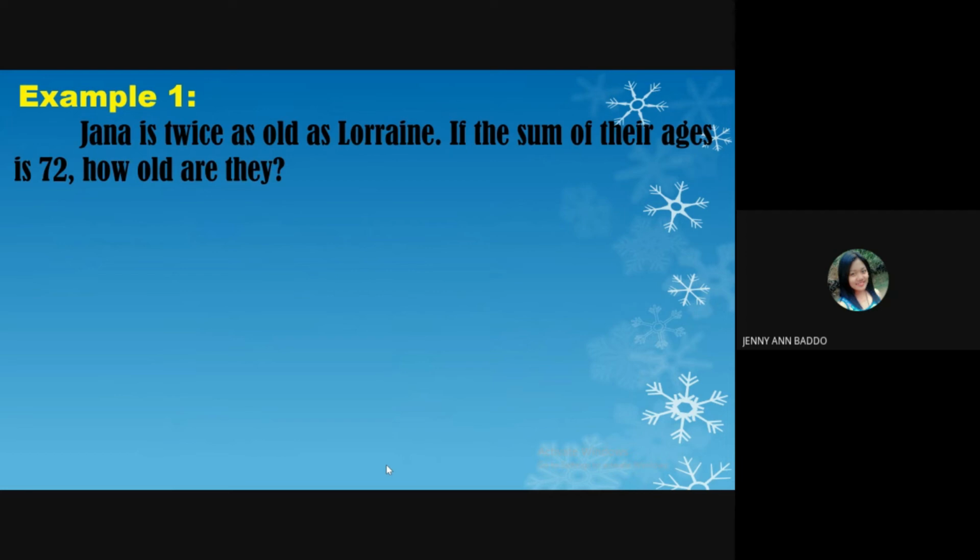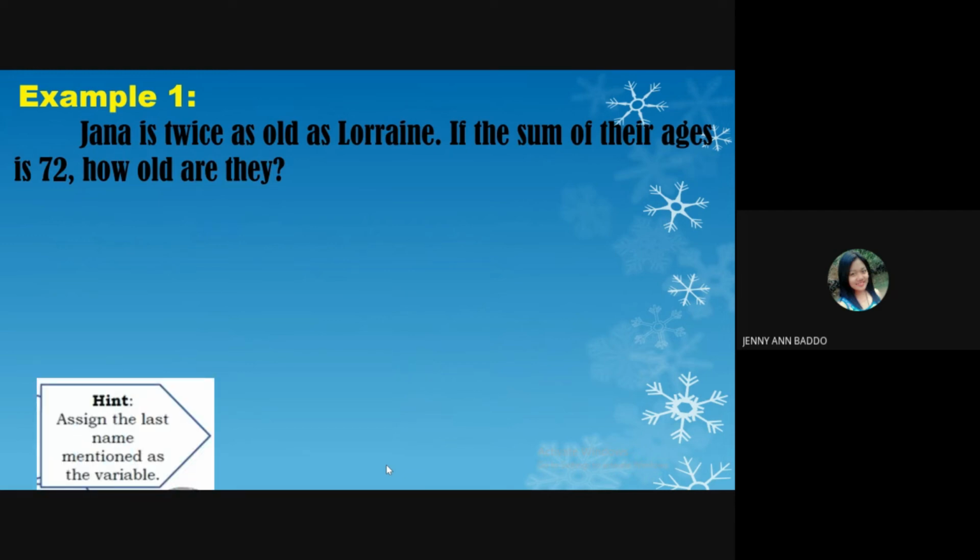So first, to solve each problem, we have to let values. But before that, you have to remember that in assigning, assign the last name mentioned as the variable. So in here, if we're going to let a variable, let's say x, then that should be the last name mentioned. So there are two names here, Dana and Lorraine. Dana is the first name mentioned, therefore Lorraine is the last.